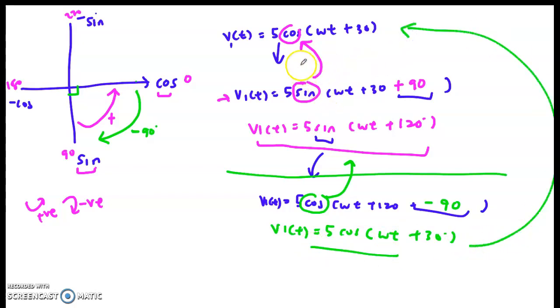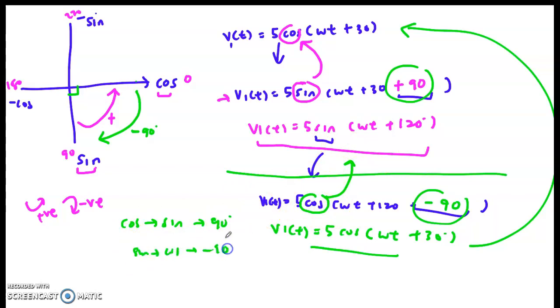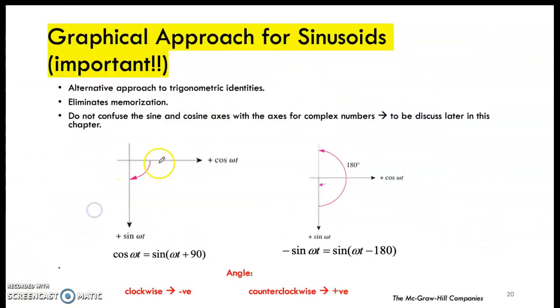Okay, so it means when you want to change cosine to sine, you are adding 90. You're going to change sine to cosine by minus 90. So cosine to sine is plus 90, right? And here, changing from sine to cosine is minus 90. So you don't need to remember this one. Just focus on this graph. Okay, so this is the explanation.